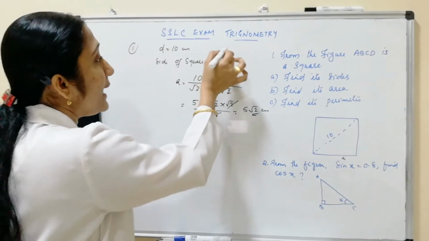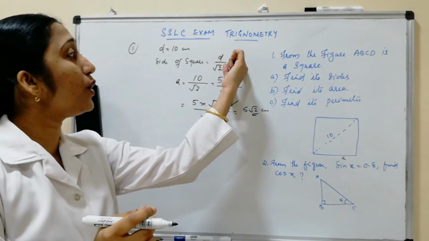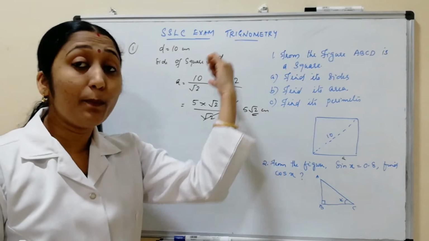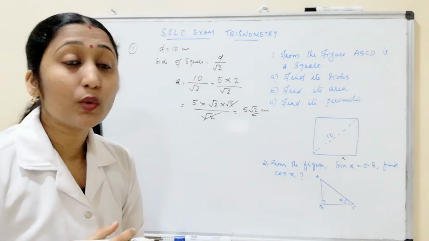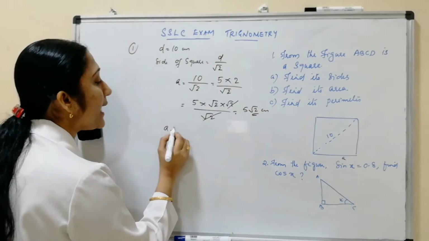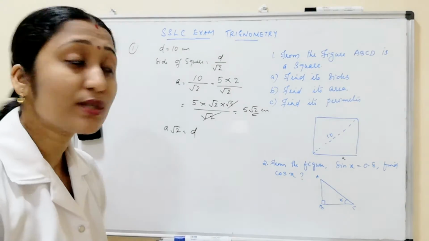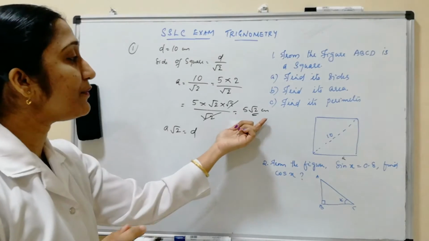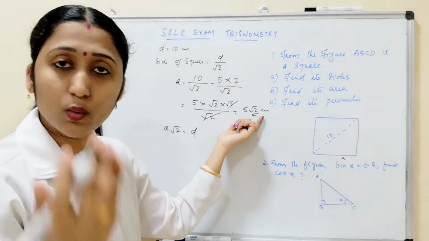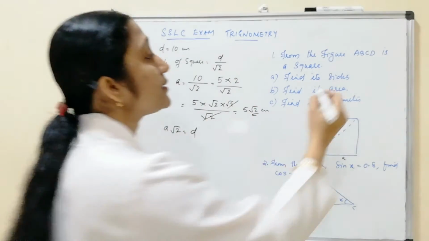What is the formula? Side of the square is equal to diagonal by root 2. Otherwise we can write it as root 2 into side equals D, that is, D is equal to root 2 into side. That's the formula. From that we got the side is 5 root 2. Next, this is over.